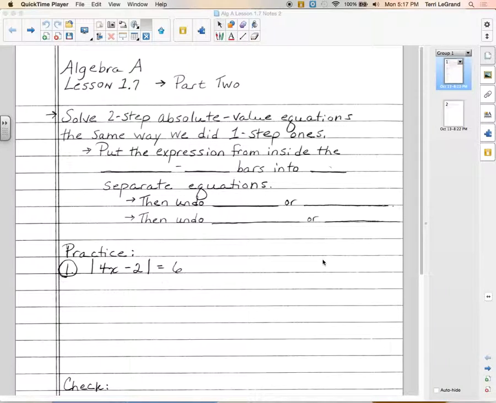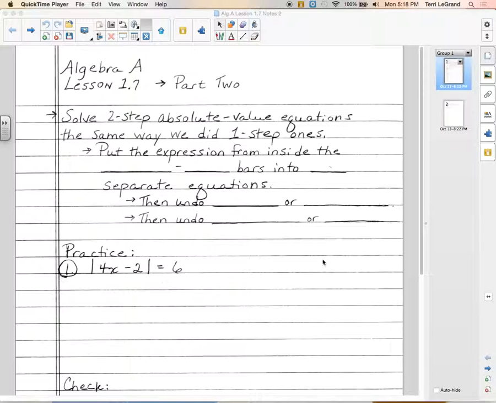So today we're going to continue on in lesson 1.7, where we have the same learning goal as yesterday. I can solve equations containing absolute value expressions. So our first thing we talk about, we're going to fill in the blank here, is solve two-step absolute value equations. So yesterday we only solved one-step ones. So solve two-step absolute value equations the same way we did the one-step ones.